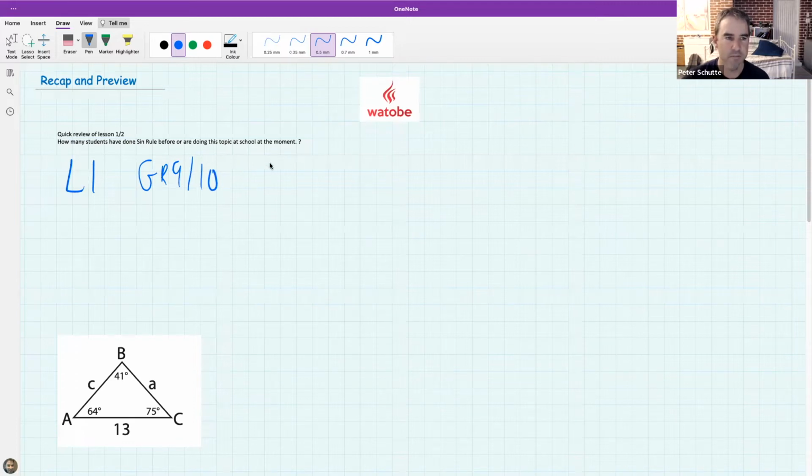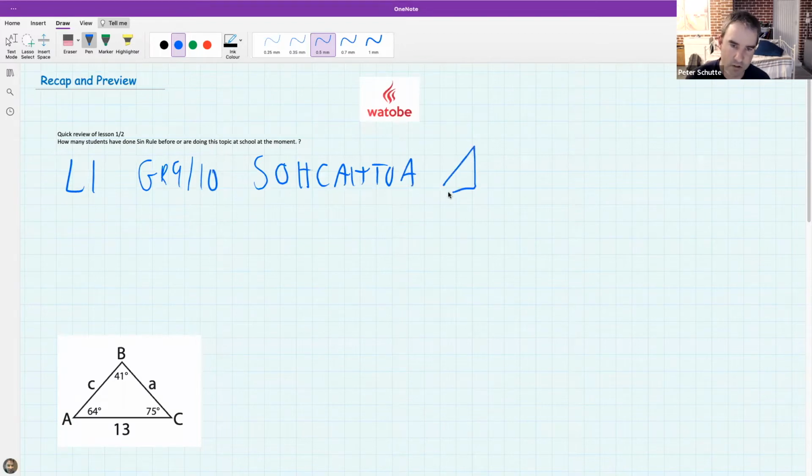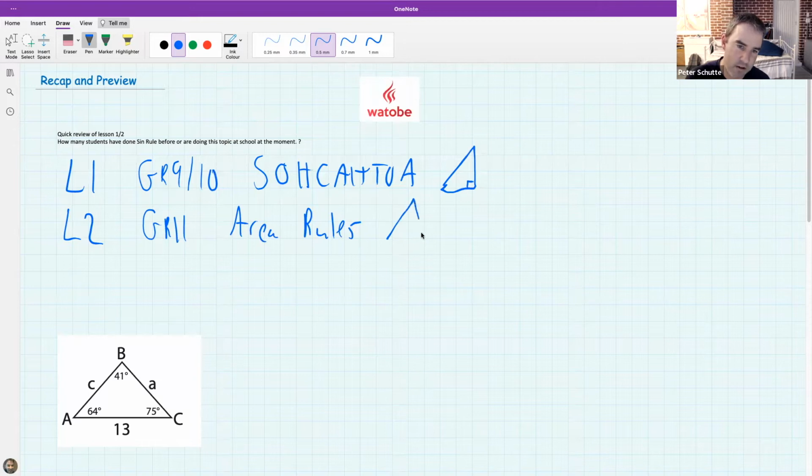Yeah, all good. So grade 9 and 10 tools, and that was basically SOHCAHTOA and using just right angle triangles. So that was basically recapping grade 9 and 10. Lesson 2 was definitely grade 11, and it was what we called the area rule. And basically we found how to find the area of any type of triangle. And so that was the last lesson.